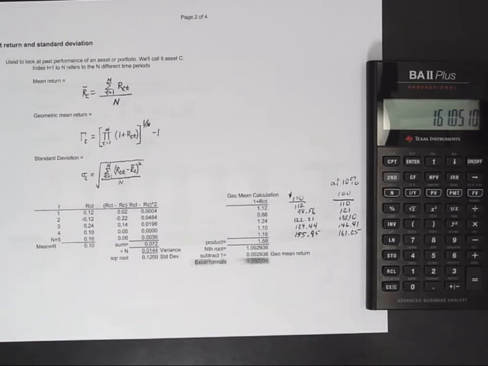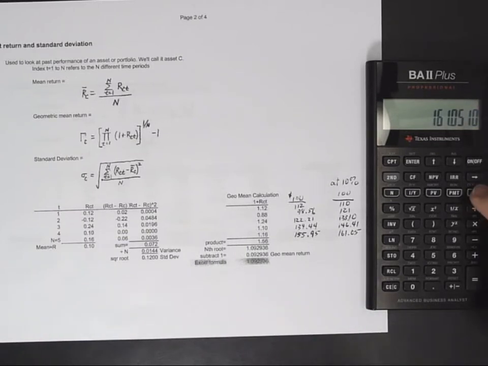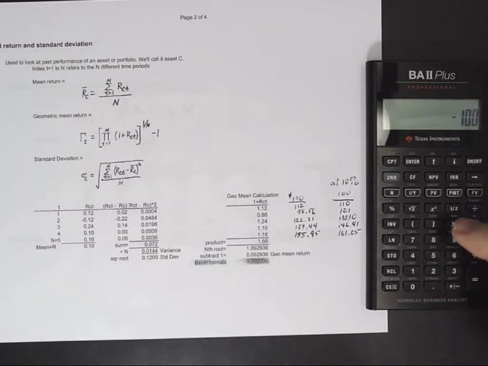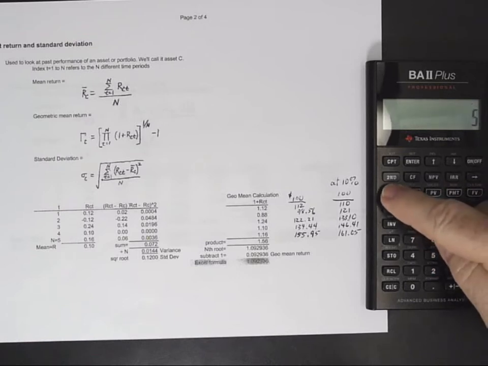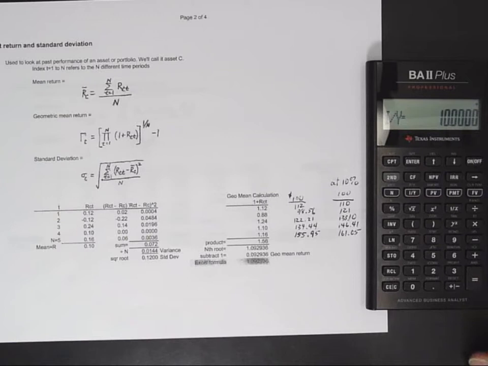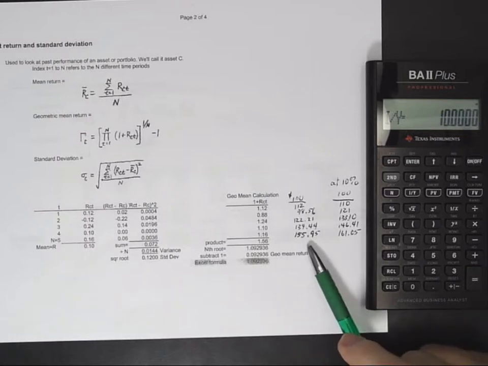And guess what that rate of return would have been? Well, let's put this as our future value, and 100 change signs as our present value, and 5 is our n, and when we compute IY, 10%. So our geometric mean, if every year is 10%, it's going to be 10%. Not so with our arithmetic mean.